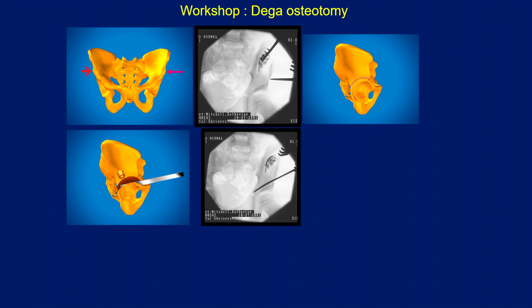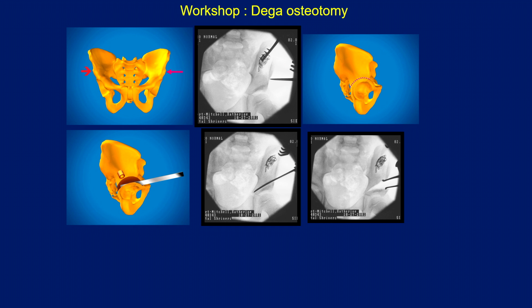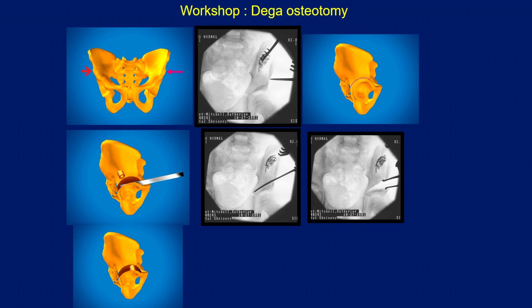Then with your osteotome, you go towards the triradiate cartilage. The next step, you use your osteotome as a joystick, you use a laminar spreader, and that's the amount of coverage that you can get. You can never overcorrect with the Dega, so don't be afraid of pushing down. You can break the triradiate cartilage here, but it doesn't really cause any consequences. And that's your opening wedge osteotomy of the acetabular roof.